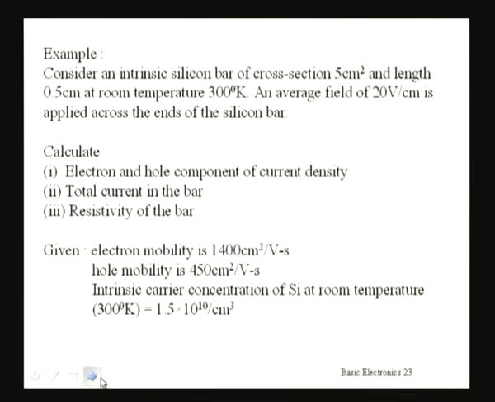The example is to consider an intrinsic silicon bar of cross section 5 centimeter square and length 0.5 centimeter at room temperature, 300 degree Kelvin. An average field of 20 volt per centimeter is applied across the ends of the silicon bar. So it is a silicon bar having a cross section of 5 centimeter square, and you are applying an average field of 20 volt per cm. Now you are to calculate the electron and hole components of current density, the total current in the bar, and the resistivity of the bar. These three you have to find out.